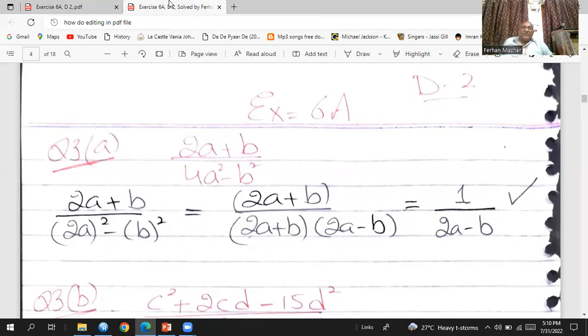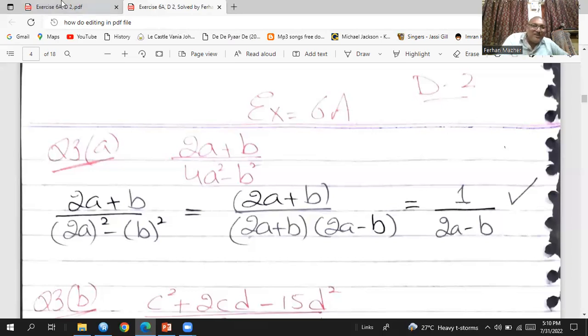This bracket 2a plus b in the numerator and the 2a plus b in the denominator, they will be cancelled with each other. So your final answer will be 1 divided by, and in the denominator you will write 2a minus b. So this is how you will do the question number 3, and it's A part.